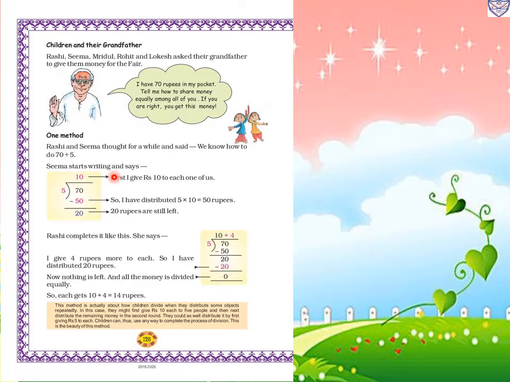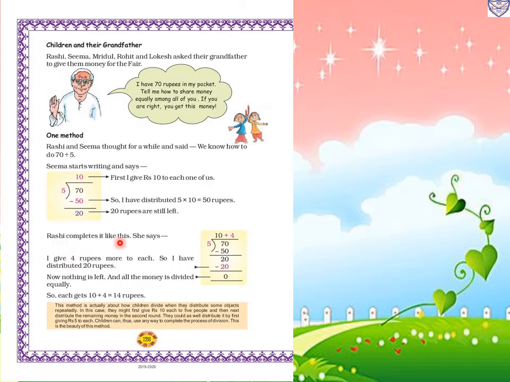So Seema started writing and says, first I give rupees 10 to each one of us. So she will give 10 rupees first. 5 tens are 50. So I have distributed 5 multiplied by 10, equal to 50 rupees. Now how many rupees are left? 70 minus 50, that is 20. So 20 rupees are still left.